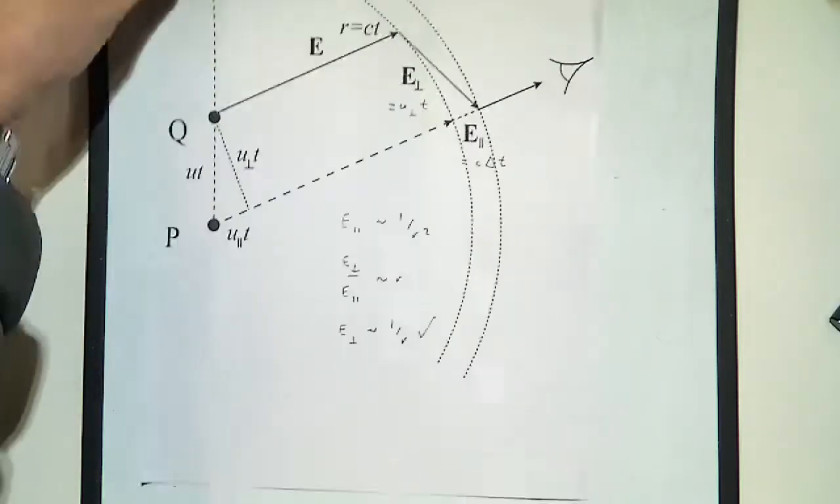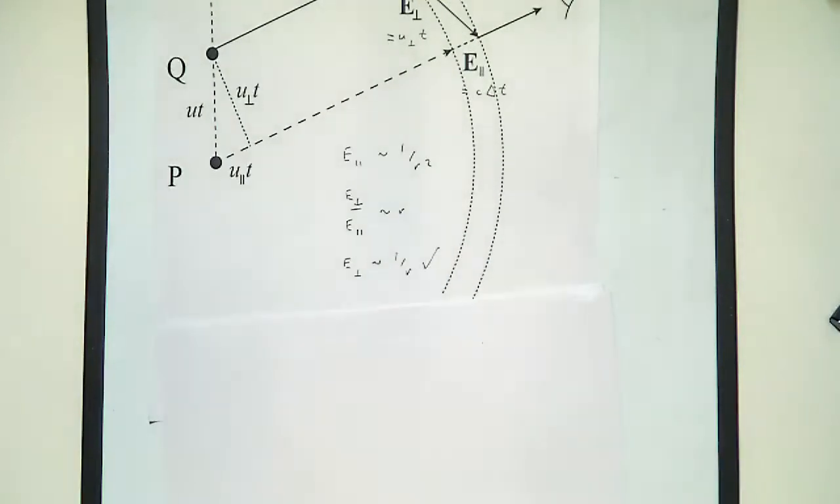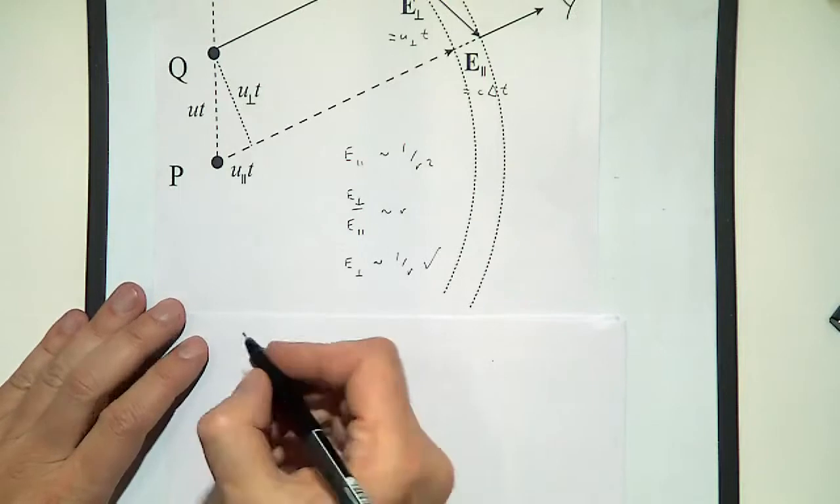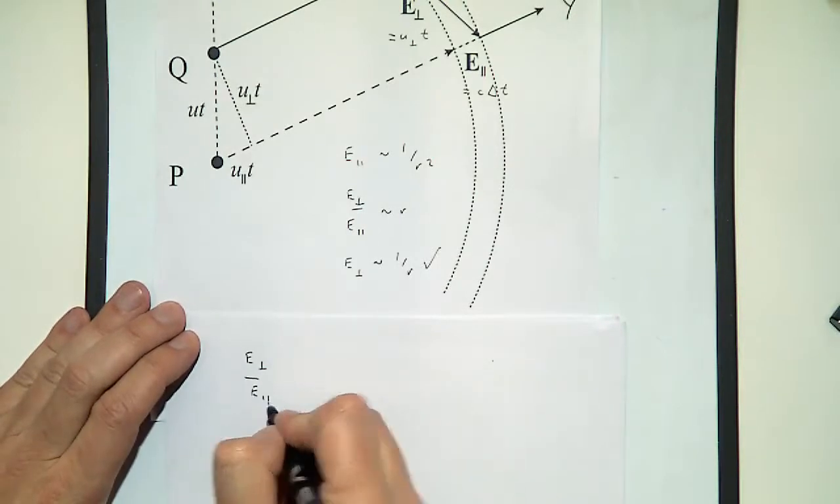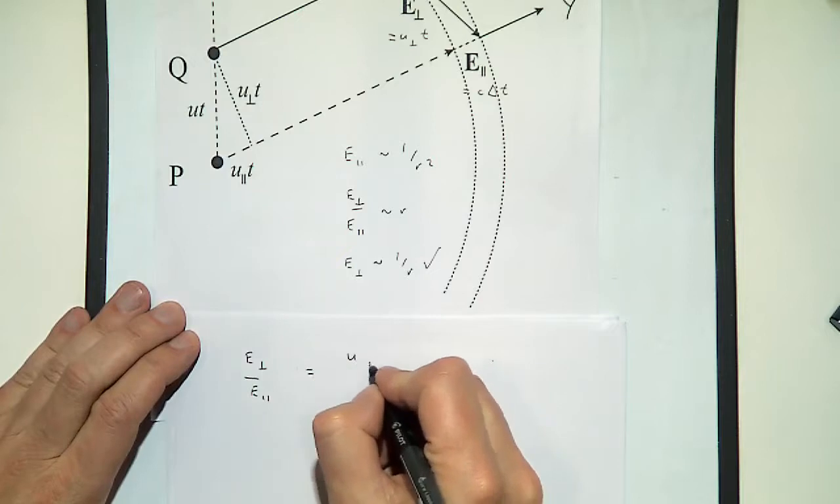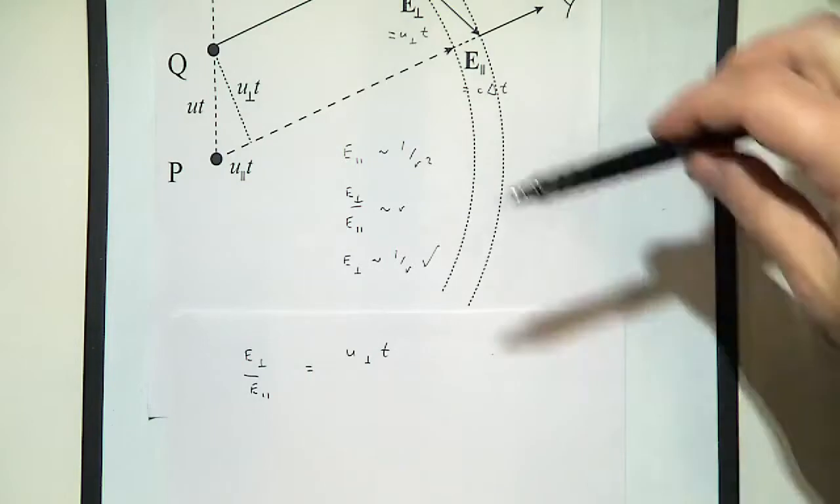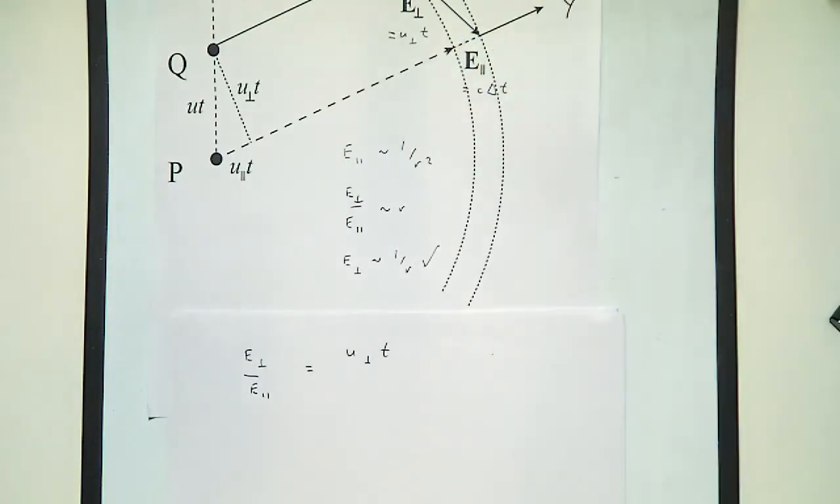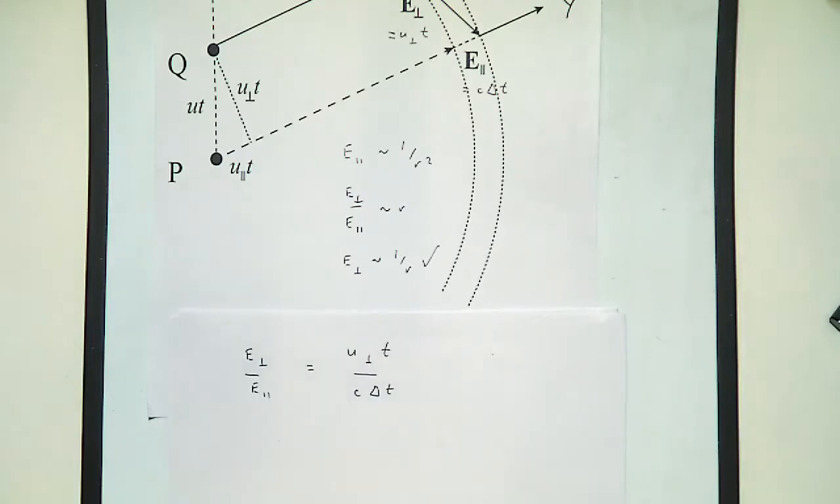So let's move that up a little bit. So let's write that down. So if we just do a similar triangles argument, we can say that, just looking at this diagram, E perpendicular over E parallel must be equal to the component of the velocity which is perpendicular to the observation direction. Remember, we're observing at some angle, which you haven't yet specified. It's going to be theta, isn't it? Divided by c delta T, which is the duration of that radiative transition, or that radiative boundary. I'm not using a particularly good word for that, but that's what it is. Okay.